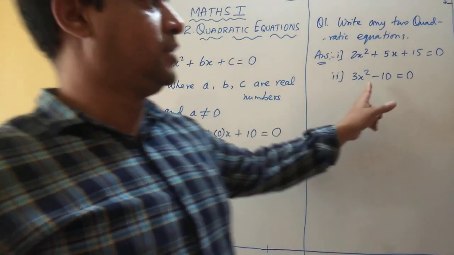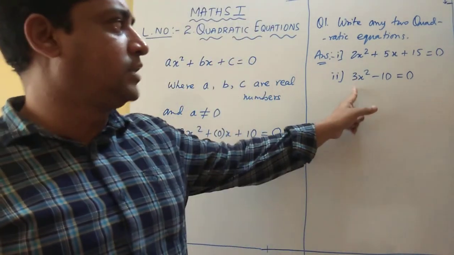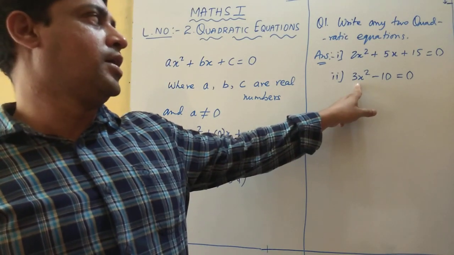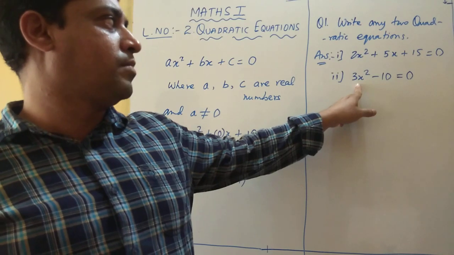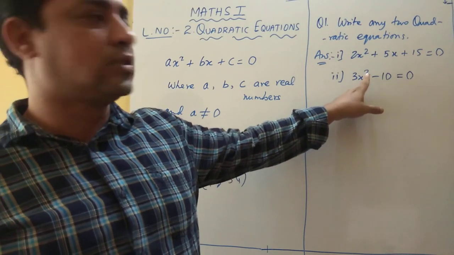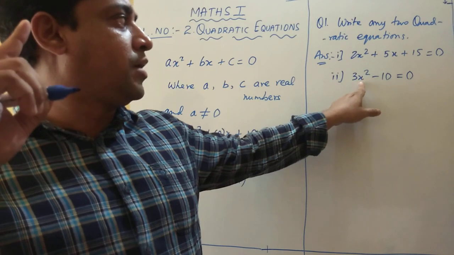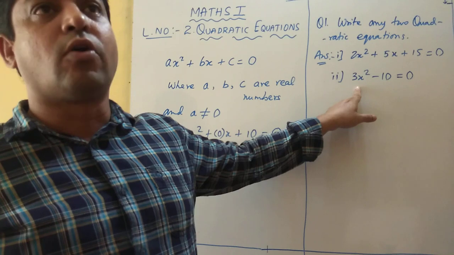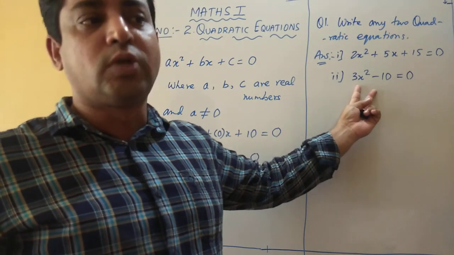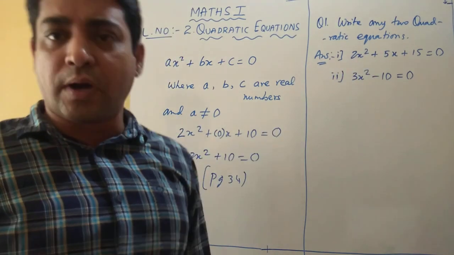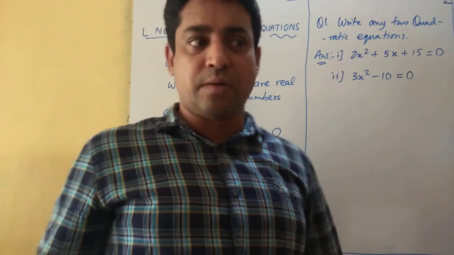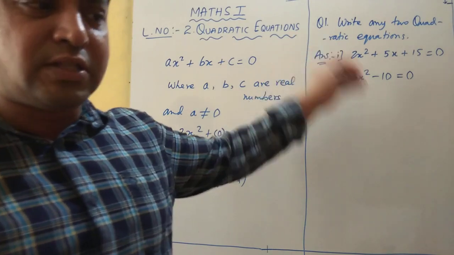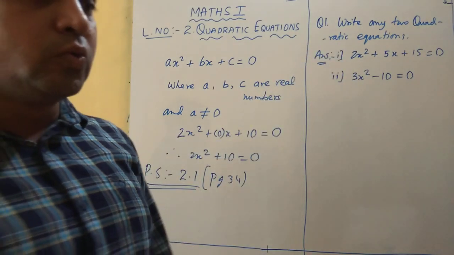Again, here one term is missing, that is the middle term is missing, but still it's a quadratic equation. Why? Because here one of the variables, that is 3x square, has the degree 2. That means the variable x has the degree 2, and that shows that this is a quadratic equation, but with 2 terms. Is it clear? So this is an open-ended question. You can write hundreds of examples here, an infinite number of examples. Okay, just a general basic sum. We'll come to question number 2.